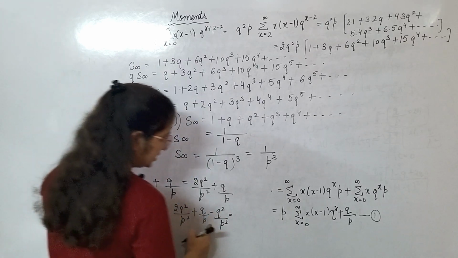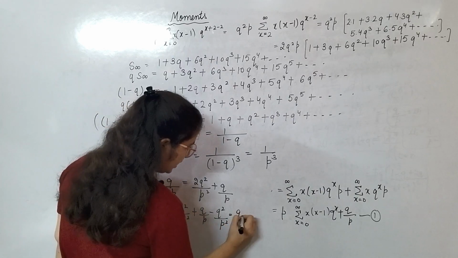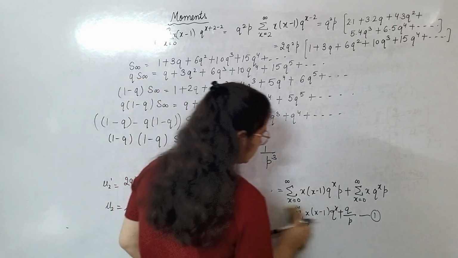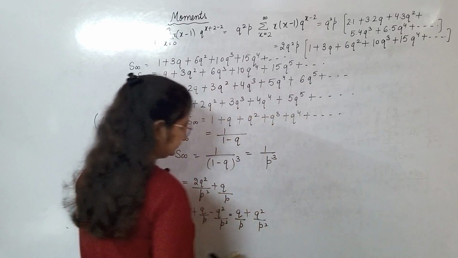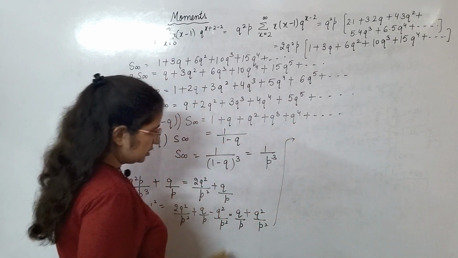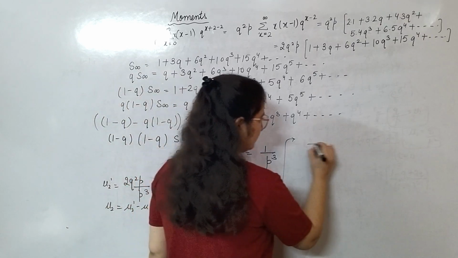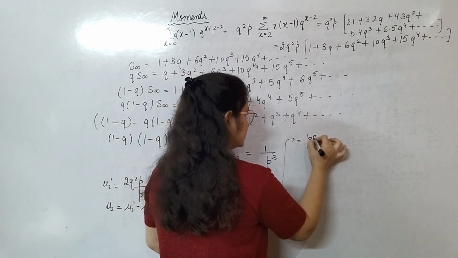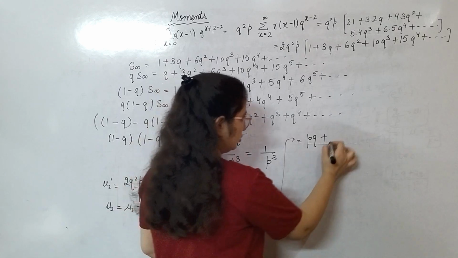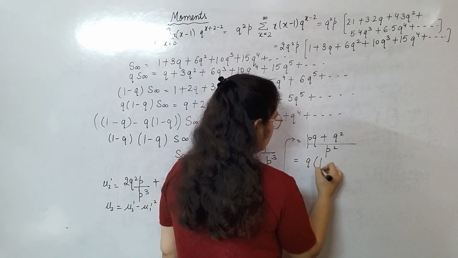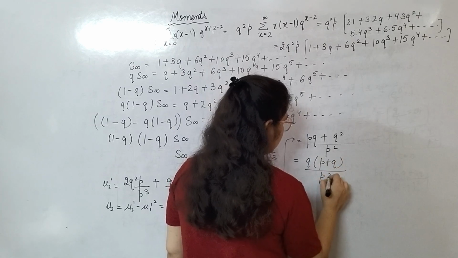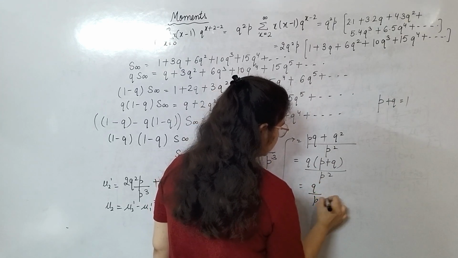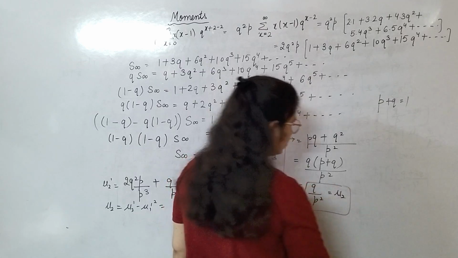So 2q square by p square, the first and third terms give q square by p square, and q by p as it is. Now when I solve this, take the LCM first. The LCM will be p square, here only p, so multiply by p this term, plus the p square term same, so directly q square plus qp plus q upon p square. I told you in the definition that p plus q is equal to 1. So here it will be q by p square, which is your variance mu 2.